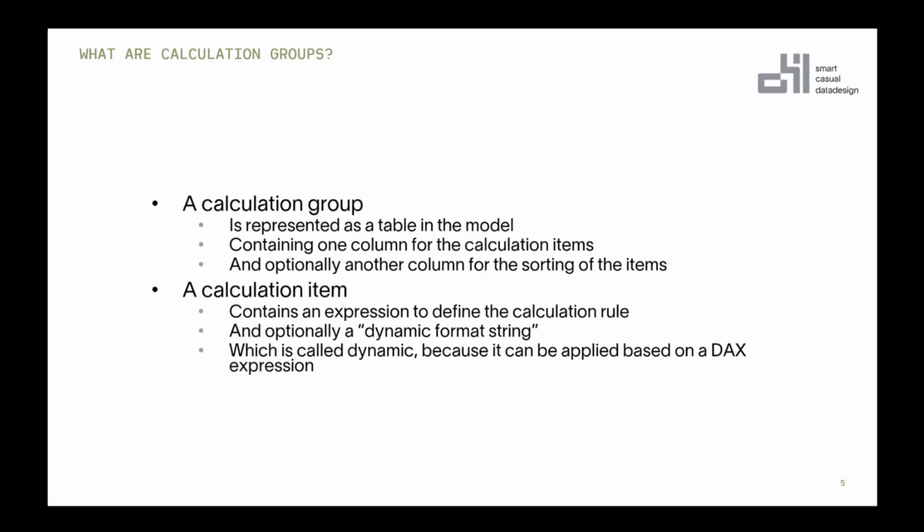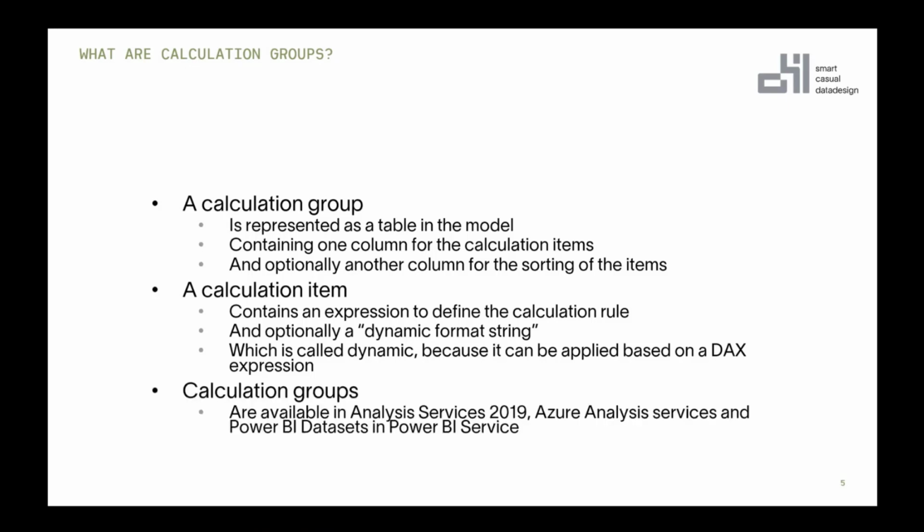Apart from that, you can define dynamic format strings for these calculation items. By this, you can decide how the results will be formatted when the calculation item is applied. And there you already have the dynamic part. It's applied based on a DAX expression that you define in this format string. So you can really say something like, if condition 1 applies, then use this kind of format string. If condition 2 applies, use another one.